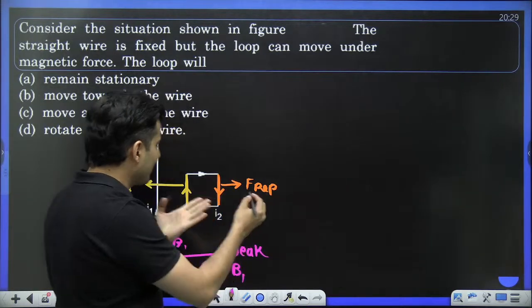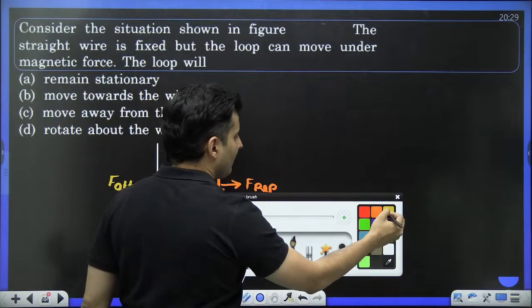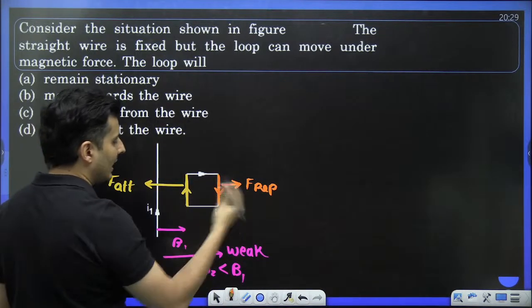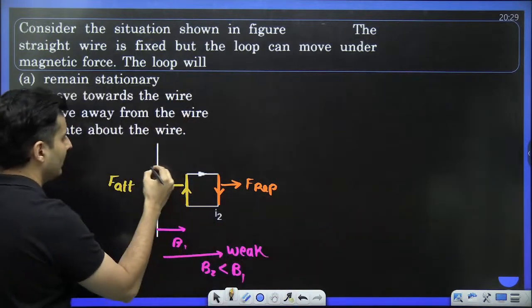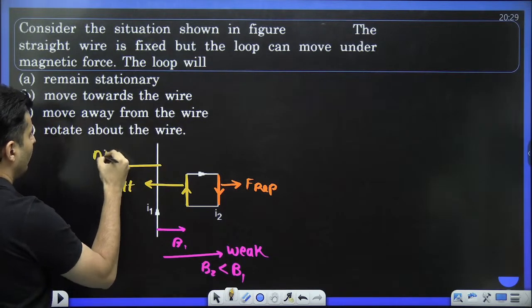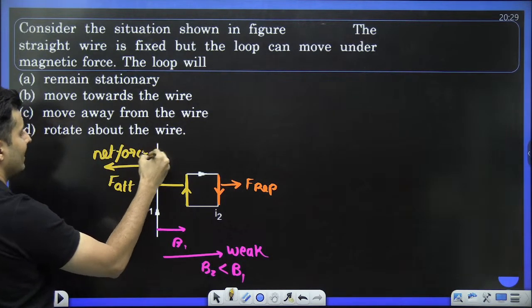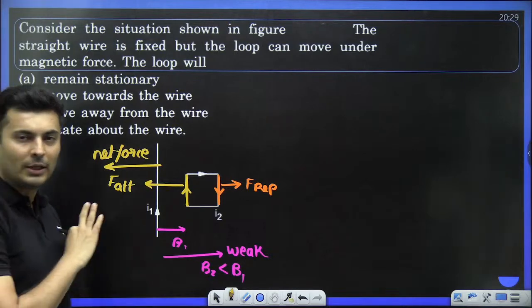Okay, so this force is less. So where will be the net force? Come on, right side or left side? Obviously towards the left side. So won't the net force be towards the left side?